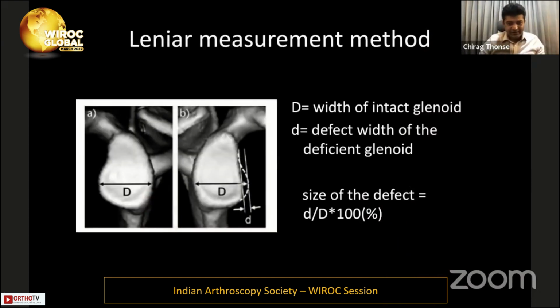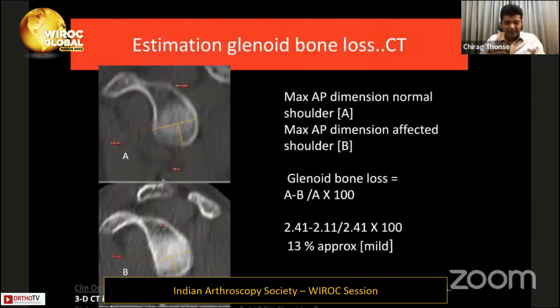An extension of that is a linear measurement method, where one would have the contralateral shoulder also CT scanned. D would be the width of the intact glenoid, and d would be the defect width of the deficient glenoid. The size of the defect would be measured as small d by large D into 100. That gives us the percentage of the glenoid defect.